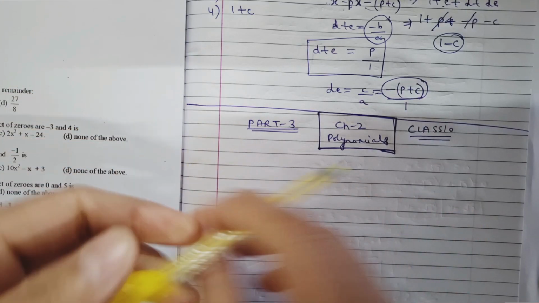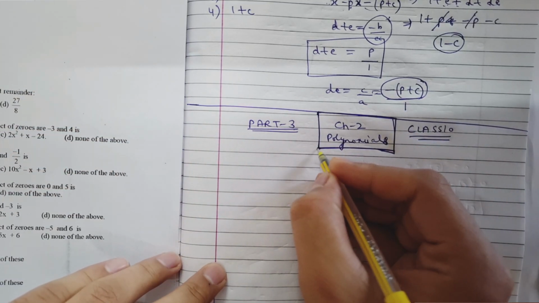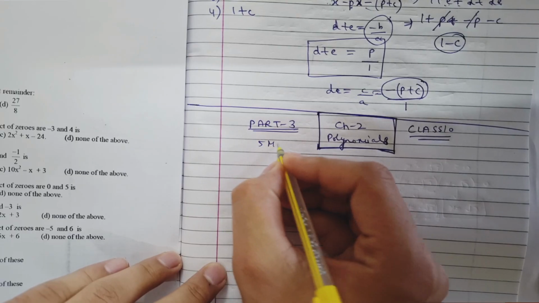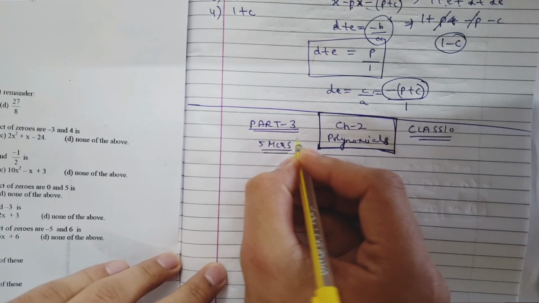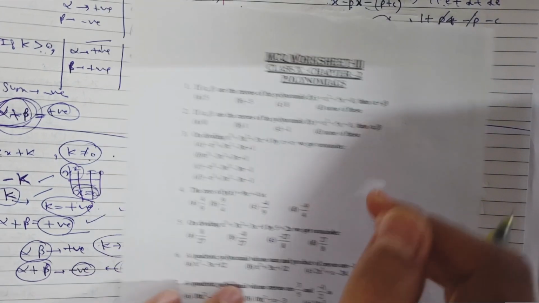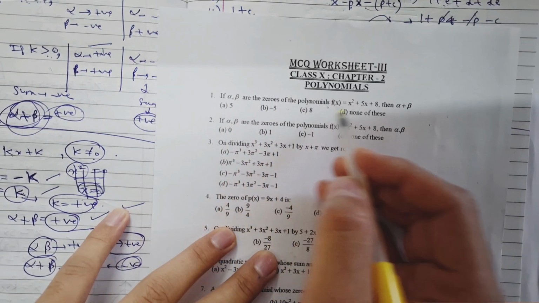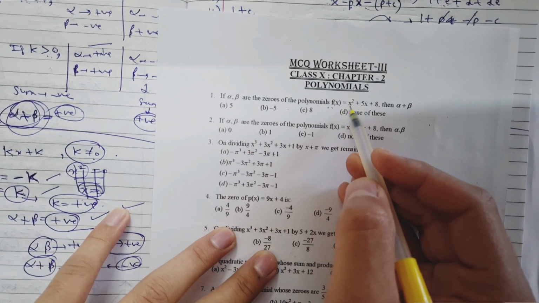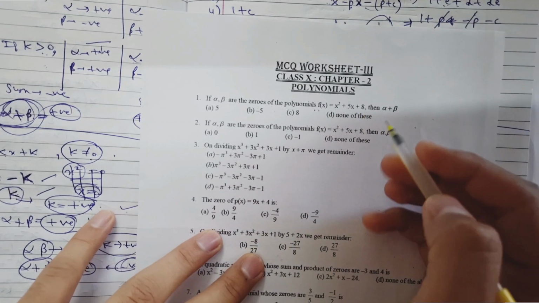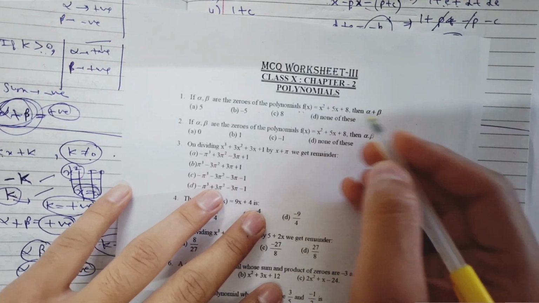So in this part we are continuing our series with 5 MCQs which are related to your NCERT and your PYQs. So the first question is: if alpha and beta are the zeros of the polynomial f(x) = x square plus 5x plus 8, then we have to find the sum of the zeros, alpha plus beta.